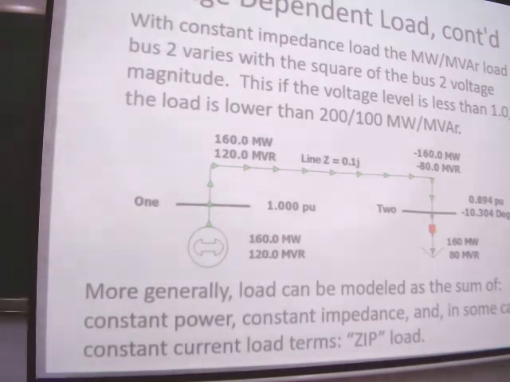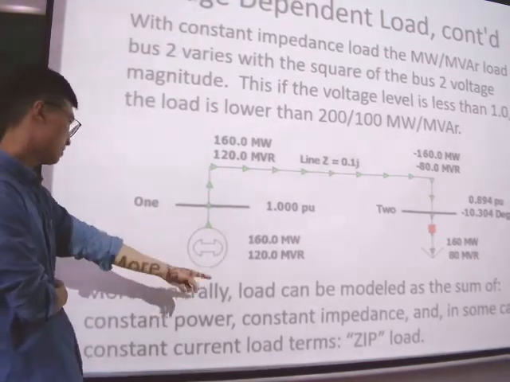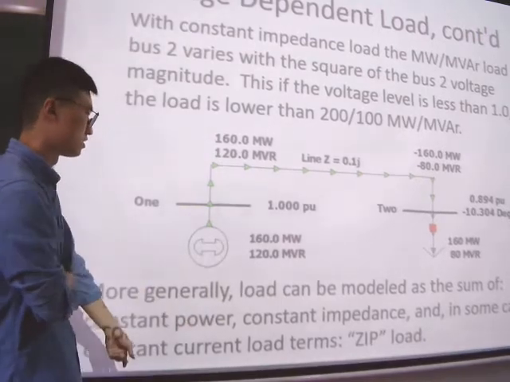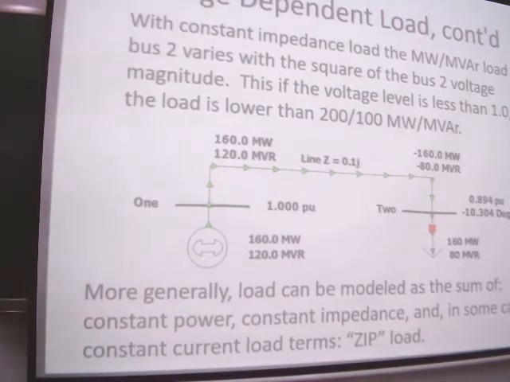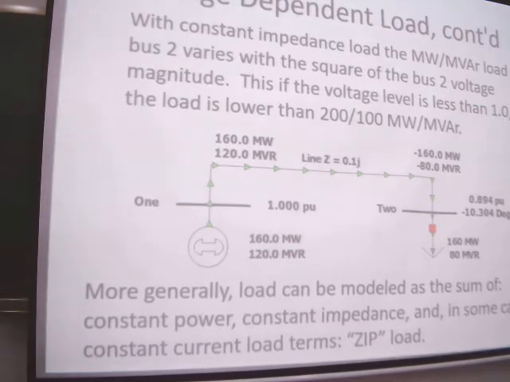More generally, the nodes can be modeled as a sum of constant power, constant impedance, and constant current node terms. So these are just different cases of the different nodes in our real applications.